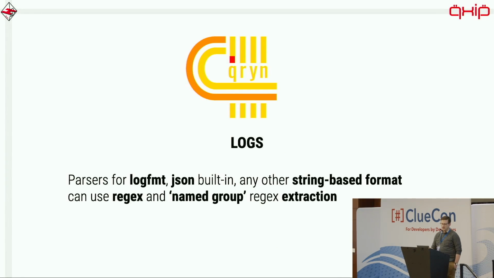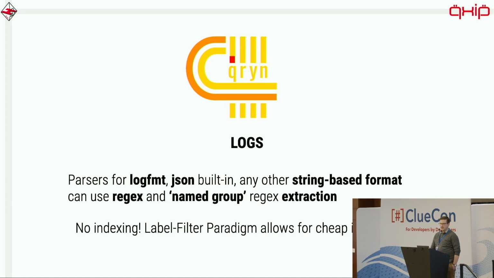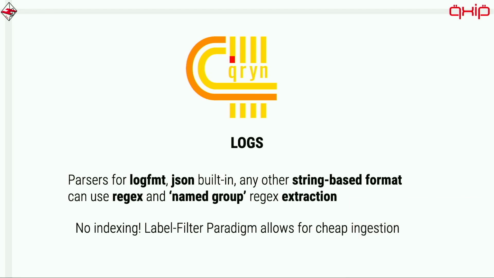Let's start with logs. So we support out-of-the-box logfmt parsing, JSON parsing, and essentially a regex or even named group extractions from your logs. So that means no indexing when you go in. We have a label filter paradigm, which means that each log that comes in, you give it a label for you to easily find. And so you can filter your data at the beginning of the query, and then inside it, you use regex or logfmt or JSON formats to get the data that you're looking for.